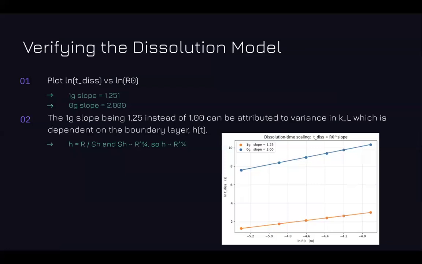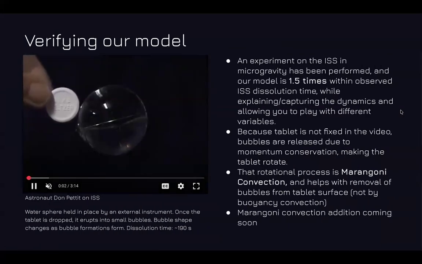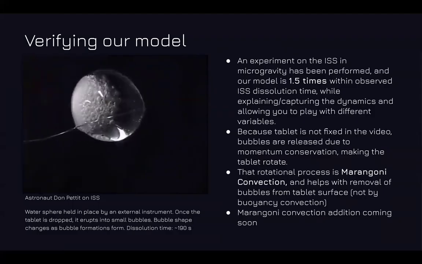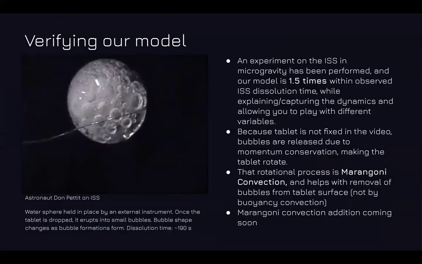We can see in 1g the slope we observed was actually 1.25, and we can attribute this to variance in the boundary layer that surrounds the tablet. In 0g, the slope was 2, which matches our expectations according to Noyes-Whitney kinetics. So how do we verify our model further? It turns out that an experiment on the ISS has actually been performed, and our model is within 1.5 times the observed dissolution time.